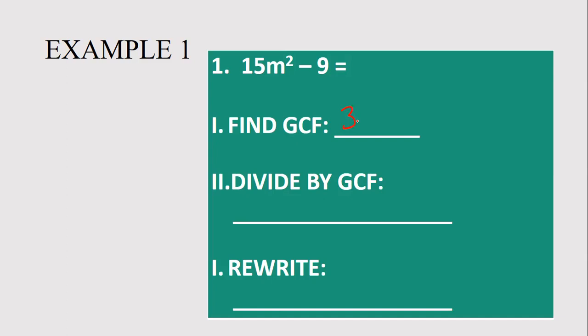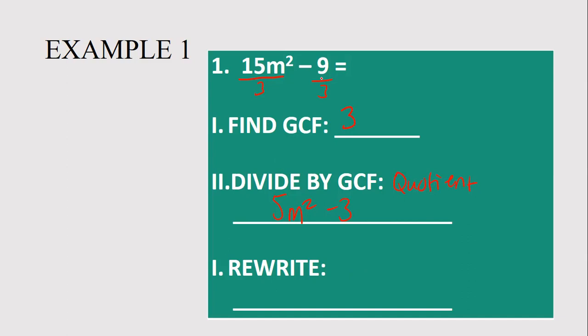Next, we're going to divide by the GCF. So we're going to divide each term by 3. What is 15 divided by 3? 5. Perfect. What is negative 9 divided by 3? Negative 3. Bam. This is called our quotient. Why is it called our quotient? Because what did we just do? We divided. It's the result of division.